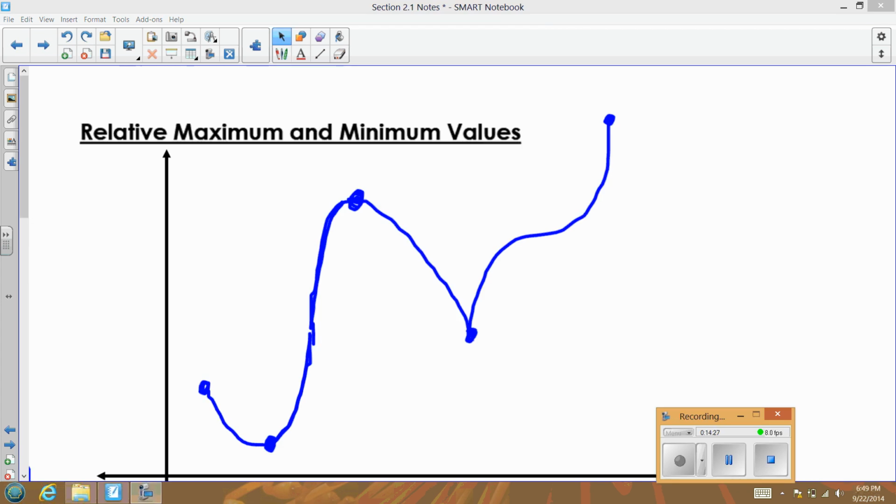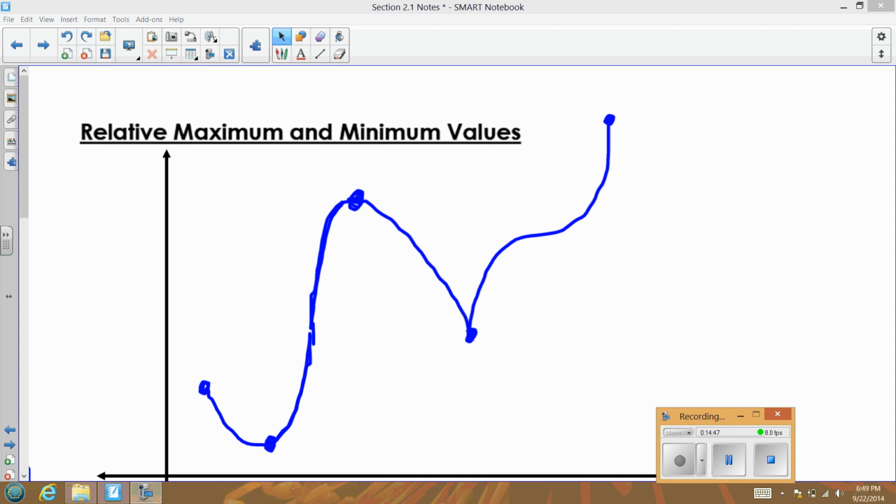So the next thing is talking about maximum and minimum values. Now I've already kind of mentioned it, but basically when we're talking about maximum and minimums, we're talking about the peaks and the valleys of a graph. So we're going to focus on, in this section, just relative maximum and minimum values. But let me just show you the difference here.